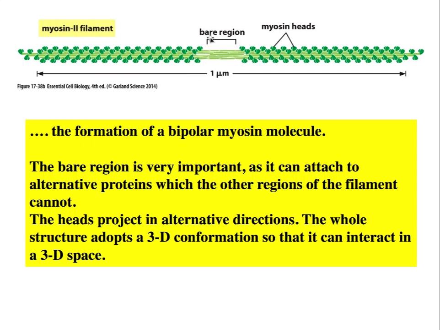Returning our attention back to the myosin type 2 filaments, which form naturally in certain cell types, there's a bare region in the center, and that bare region is very important in attaching alternative proteins to the filament. And the other thing to note is that the heads of the subunits do not just point north and south, they are arranged in a 360-degree angle so that this filament here could make contact with actin to its left, to its right, to its top, to its bottom, and also diagonally opposed.